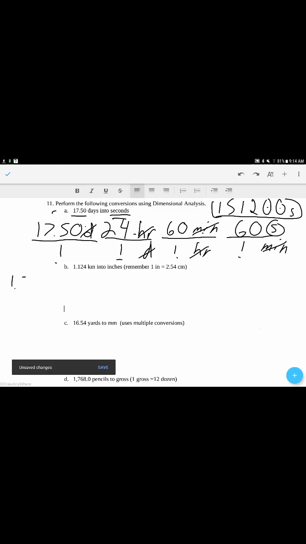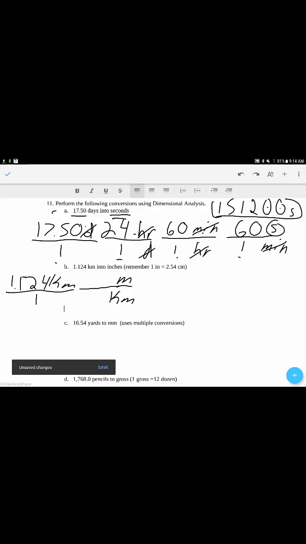Okay, now, back to letter B. 1.124 kilometers, and we want to get that to centimeters, okay? So, first step, we put it over 1. Then we do our first conversion factor. Kilometers goes on bottom, and then we want what we're converting to on top, but there's not really a good conversion factor for kilometers to centimeters, so we're just going to go kilometers to meters.